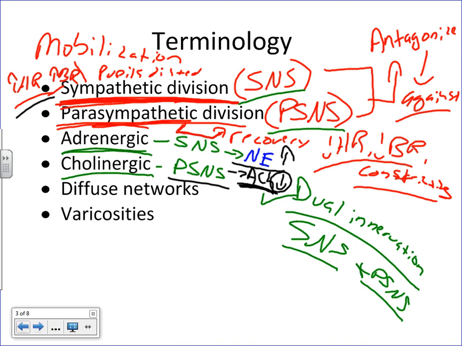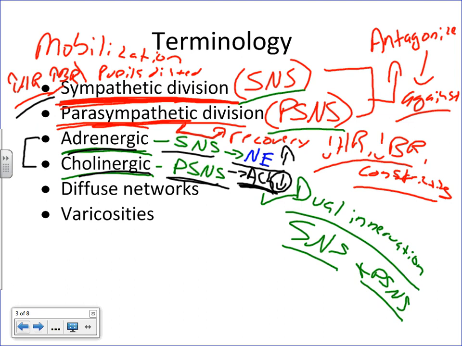So, adrenergic and cholinergic. There are also receptors that are very specific to these two neurotransmitters, and I'll talk about those in the next video. But just for now, associate adrenergic with the sympathetic nervous system, and cholinergic with the parasympathetic.